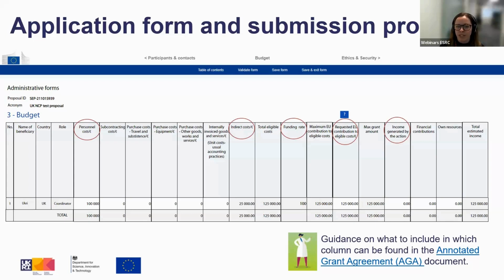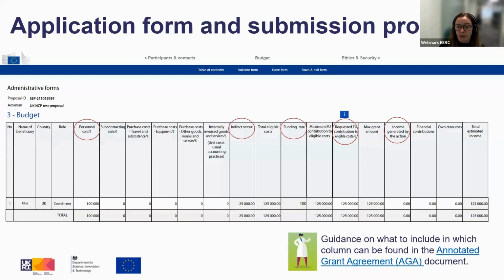So as an example, I've put in 100,000 in the personnel costs, and that's automatically populated the indirect costs, which is the second column that I've circled. Indirect costs are 25%, so the table has added 25k to the budget sheet. You'll also see that the funding rate column has been completed automatically as well. That's the third column that I've circled. And this automatically populated as 100 because this is a research and innovation action, and as such is funded at 100%. For innovation actions for UKRI, this box would show 70.